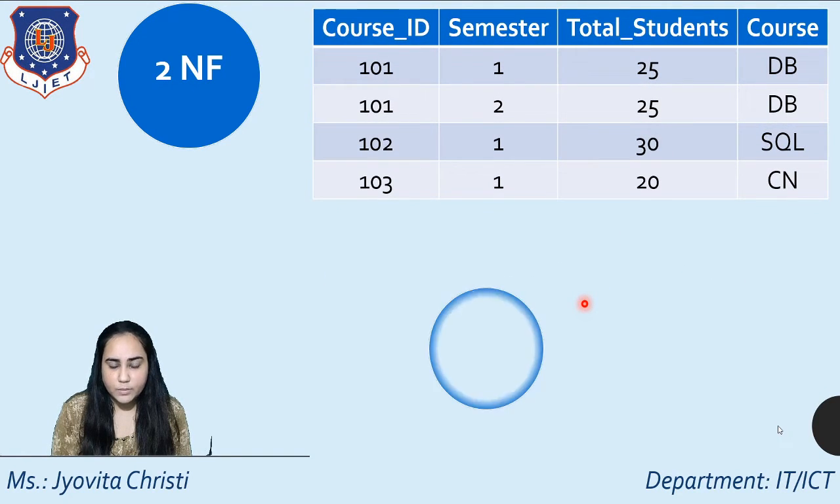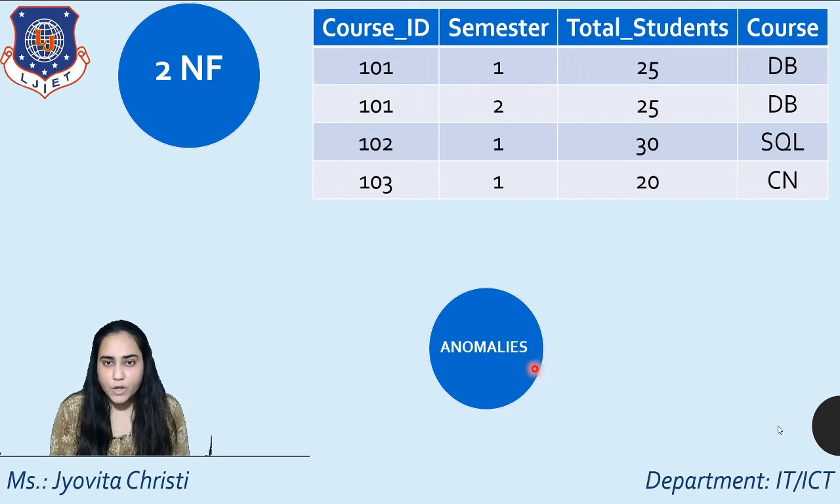This is our table, and the problems created because of the relation not being in a particular normal form are known as anomalies. And anomalies are created because of redundancy. Redundancy is duplication of data, and you can see in this table that the name of a course is duplicated. DB is coming twice.